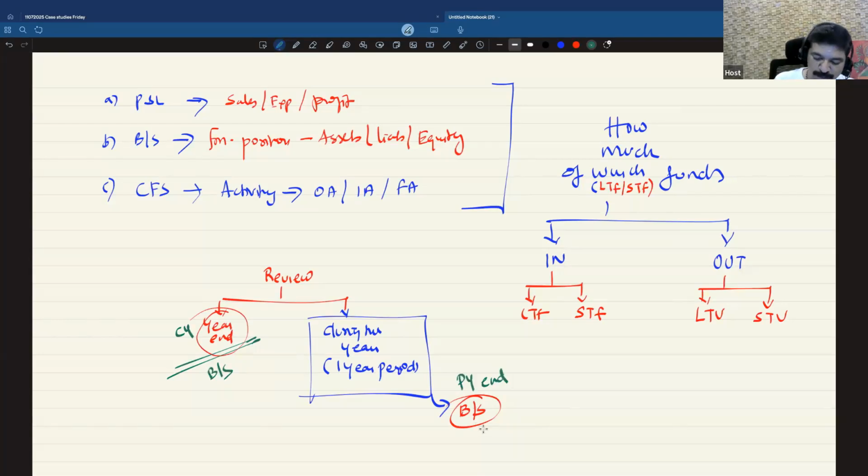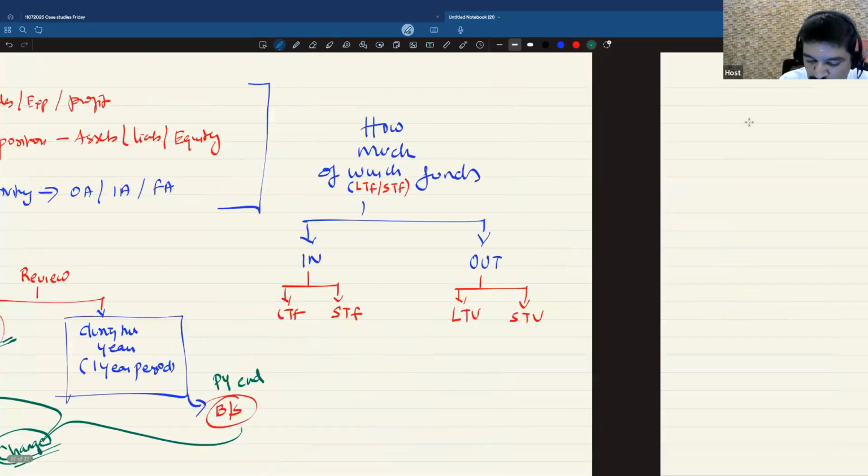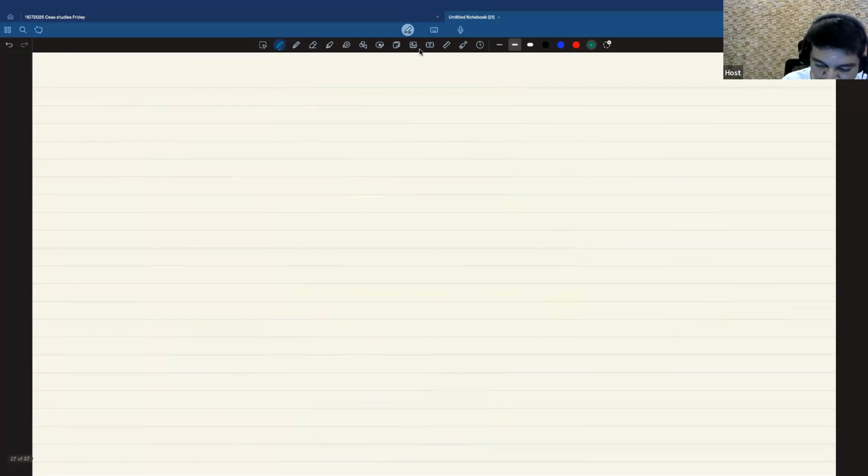So if you compare the current year end balance sheet with the previous year end balance sheet, automatically you will be able to understand the change that happened in this one year period. And if you start capturing that change and put it in a systematic order in the format of a fund flow statement, then easily you will be able to prepare the fund flow statement as well. Okay, so let me give you a picture.